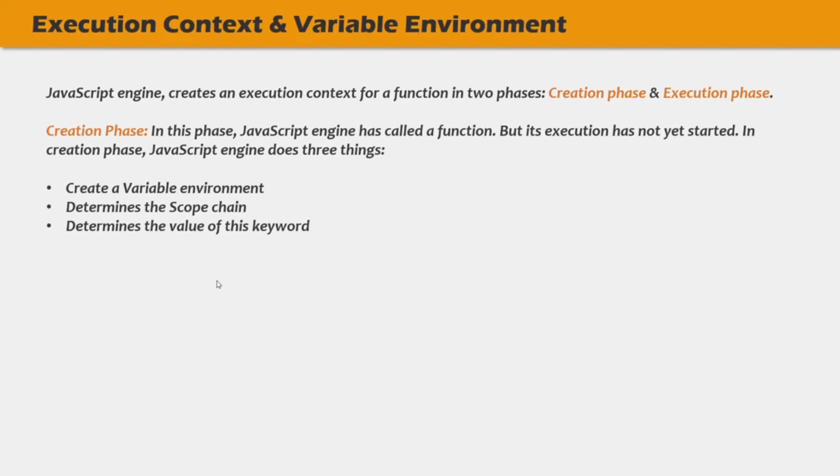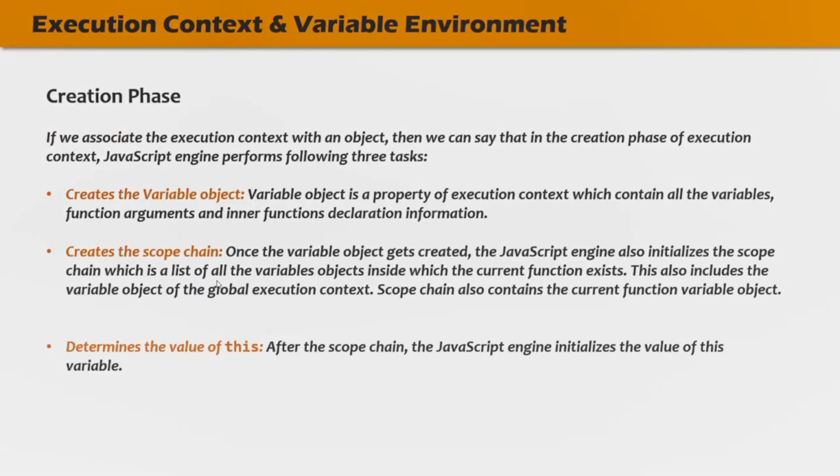Let's understand it in more detail. So if we associate the execution context with an object, then we can say that in the creation phase of the execution context, the JavaScript engine performs the following three tasks. First, it creates the variable object.